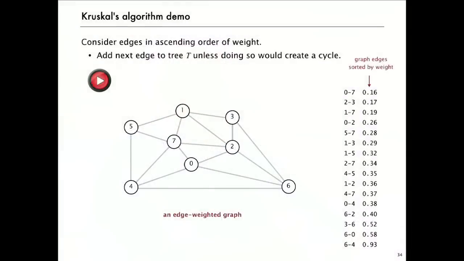Now we'll look at Kruskal's algorithm for computing the MST. This is an old algorithm that dates back over 50 years, but it's an effective way to solve the problem. The idea is very simple. We're going to take the edges and sort them by weight, and consider them in order of ascending weight. The algorithm is simply: add the next edge to the tree unless that edge would create a cycle. If the edge creates a cycle, ignore it and go on to the next one.